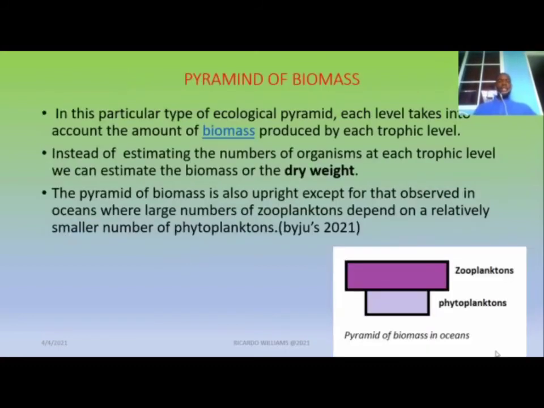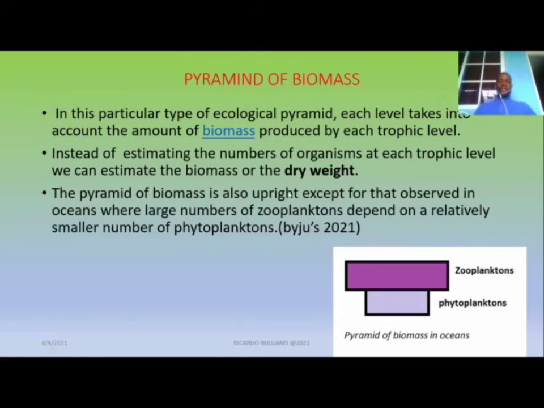Alright. The next one is the pyramid of biomass. Now in this particular type of ecological pyramid, each level takes into account the amount of biomass, or we want to say the amount of dry weight produced by each trophic level. Instead of estimating the numbers of the organisms at each trophic level, we can estimate the biomass or the dry weight. Now the dry weight or the biomass is a direct connection to the amount of energy, but we'll go into that one next.